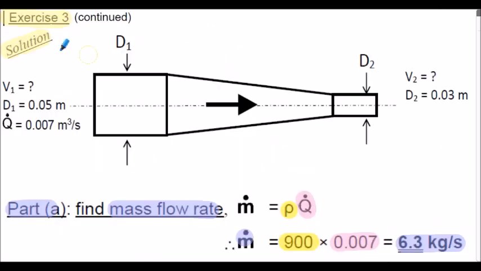Exercise 3, solution continued. Here's what I've termed as part A, calculating the mass flow rate. We calculated the mass density and the volumetric flow rate in terms of meters cubed per second, so we can determine the mass flow rate in kilograms per second.